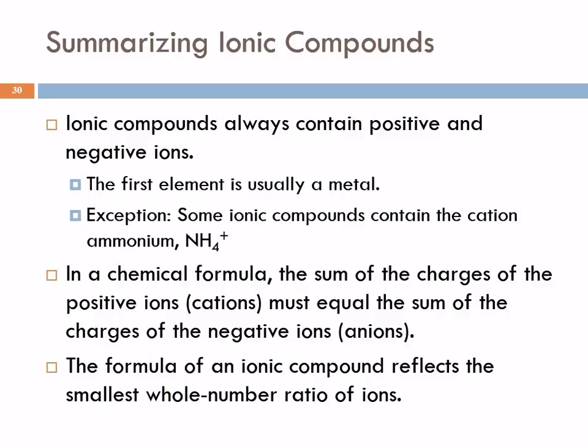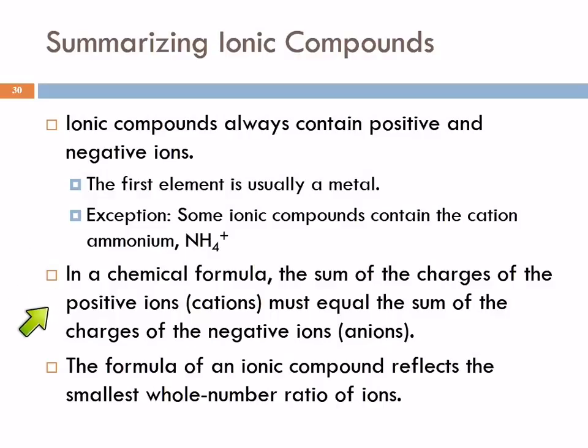There are some exceptions. The one that we're going to run into the most in Chem 1A is ammonium. This is a polyatomic ion that has a +1 charge. Most polyatomic ions are negatively charged, but this is an exception. So it's the metal and then generally the nonmetals.